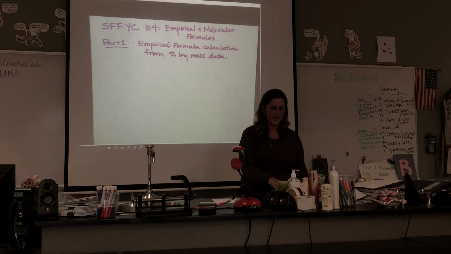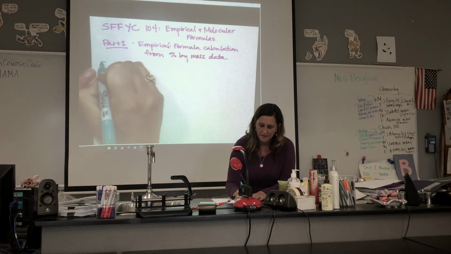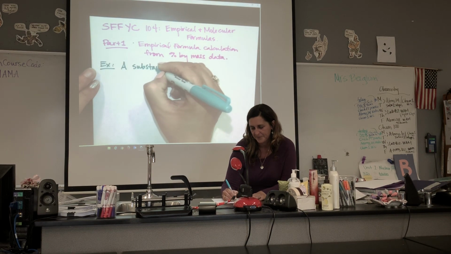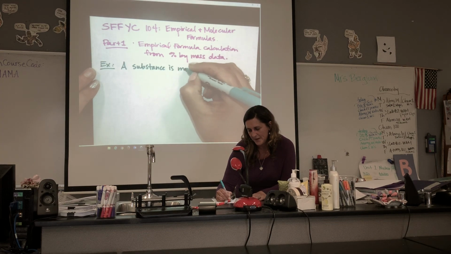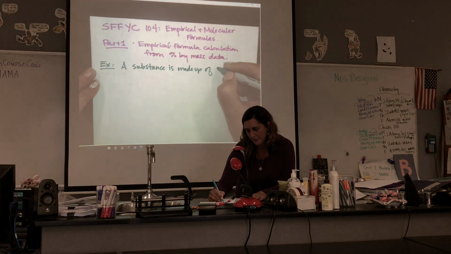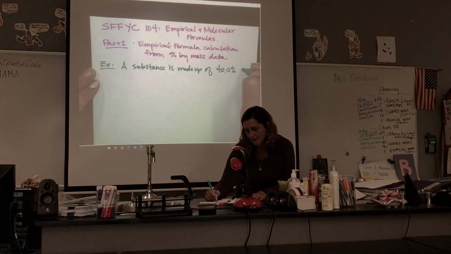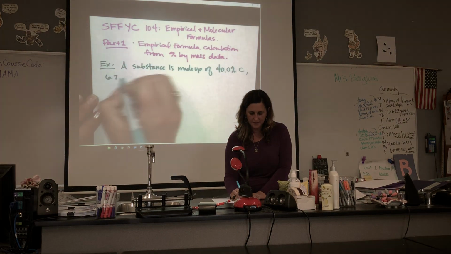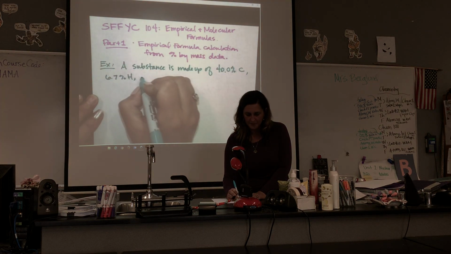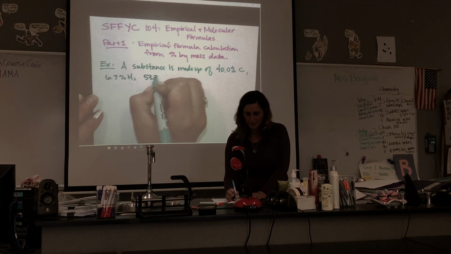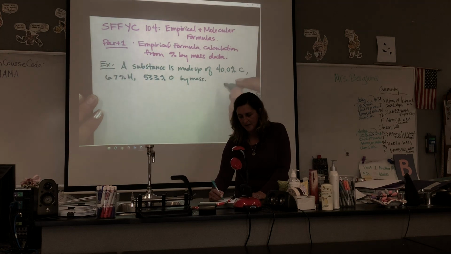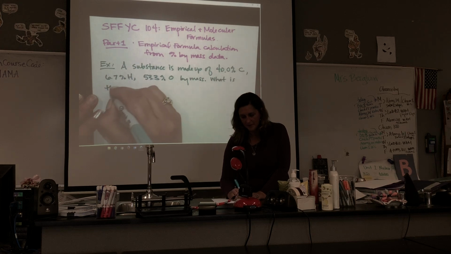Okay, so as an example, we're going to say a substance is made up of the following. So we have 40% carbon and 6.7% hydrogen and 53.3% oxygen by mass. And we want to know what is the empirical formula.